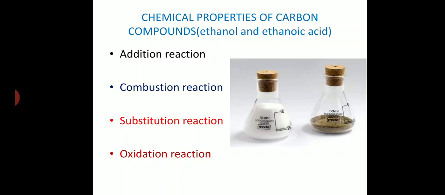Next, oxidation reaction. For oxidation reaction, we need oxidizing agents. Strong oxidizing agents are potassium permanganate, alkaline potassium permanganate, and acidified potassium dichromate. These substances convert alcohol to carboxylic acid. Converting one functional group to another functional group is an interesting thing, and it is widely used in organic chemistry, and you will be learning a lot of conversions in 11th as well as in 12th class in organic chemistry.